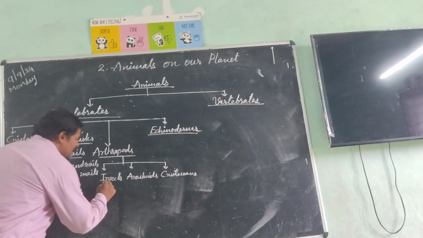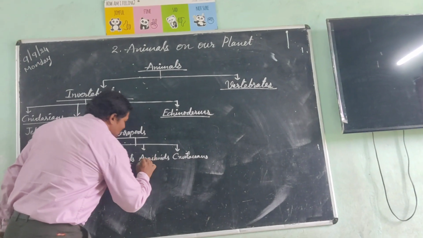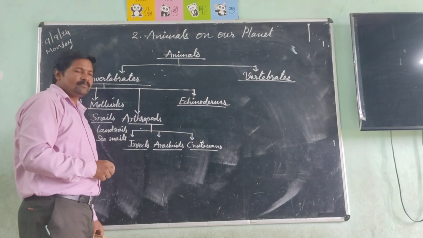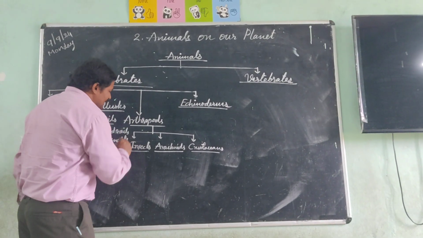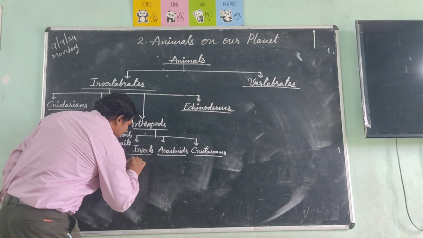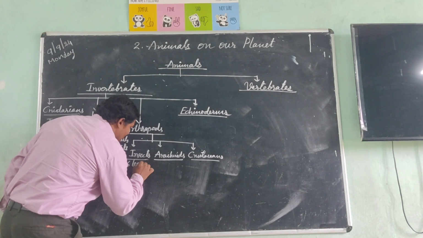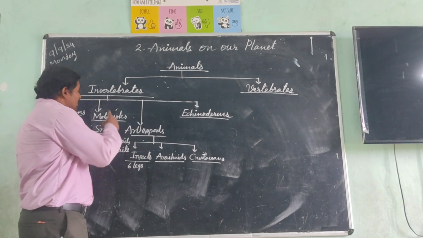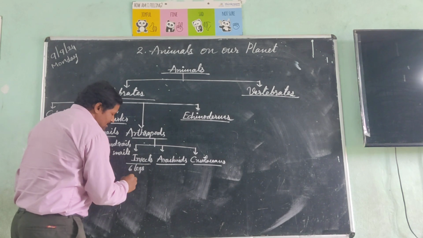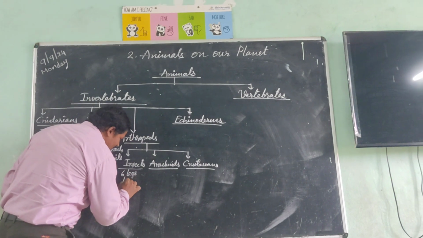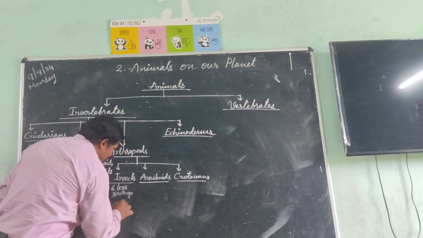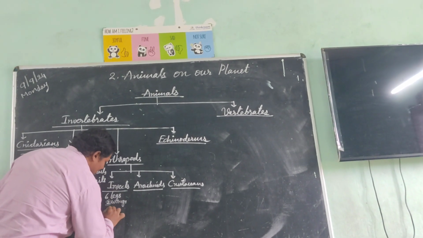Then how can we identify what are insects, what are arachnids and what are crustaceans? To identify insects, you can see they will have 6 legs. I am talking about the features of the invertebrates that come under insects. They have 6 legs, 2 wings, and 2 antennae.